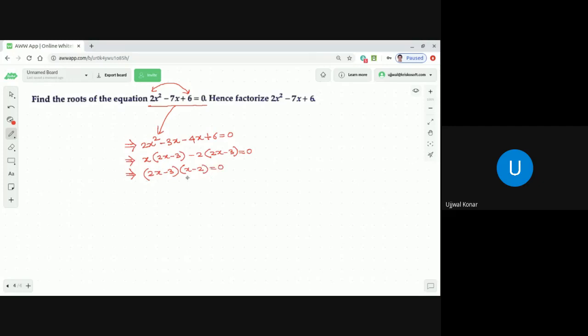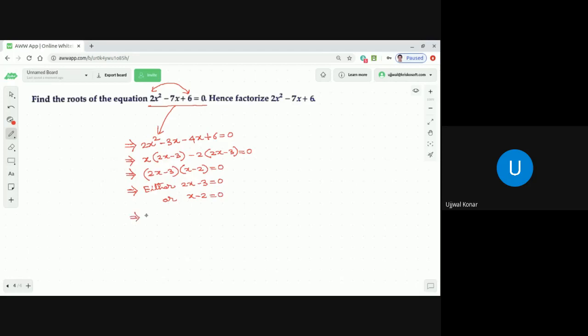Clear or not clear? So from here what you can write, either 2x minus 3 is equal to 0 or x minus 2 equal to 0.